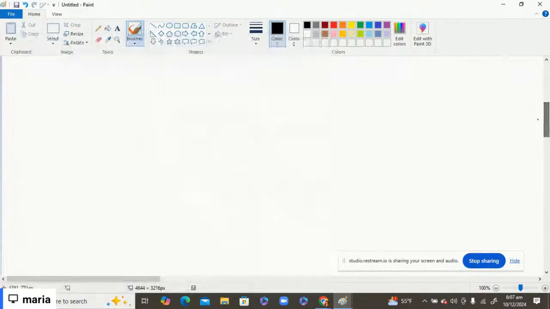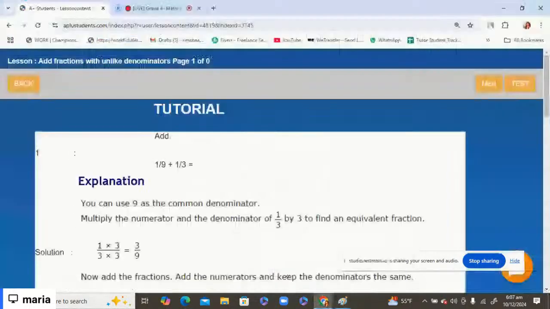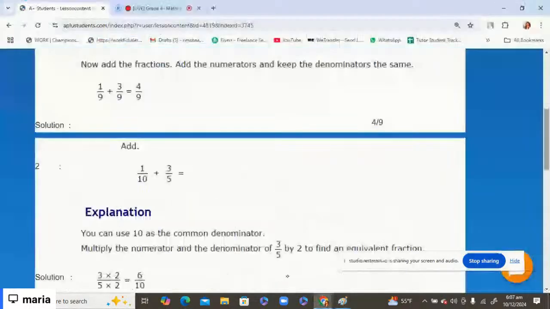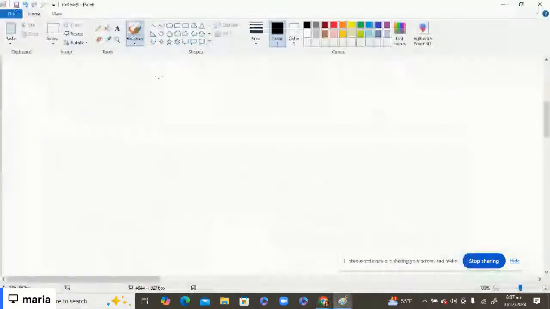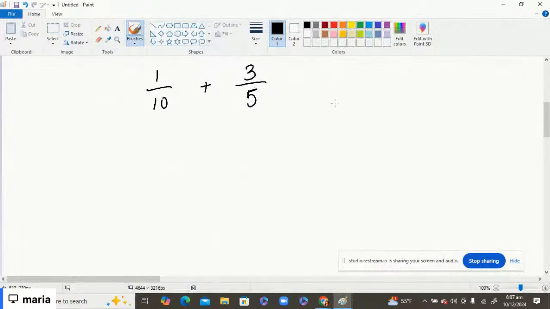Okay, now let's do one more question. Here we go with 1 by 10 plus 3 by 5. So here is 1 by 10 and here is 3 by 5. So what do we do here? As we know, 1 by 10 stays the same, and we put the plus sign. The next one is 3 by 5.